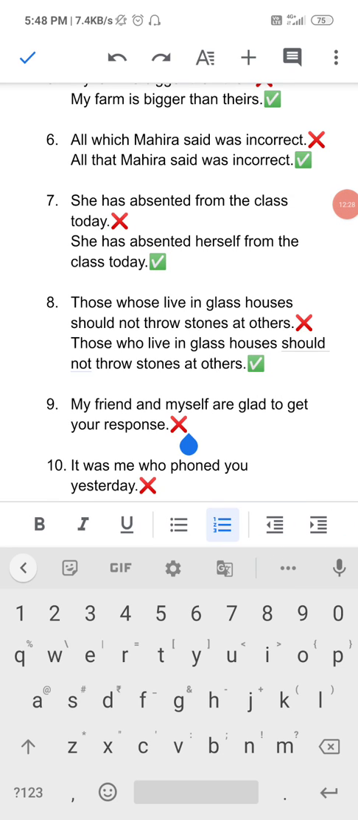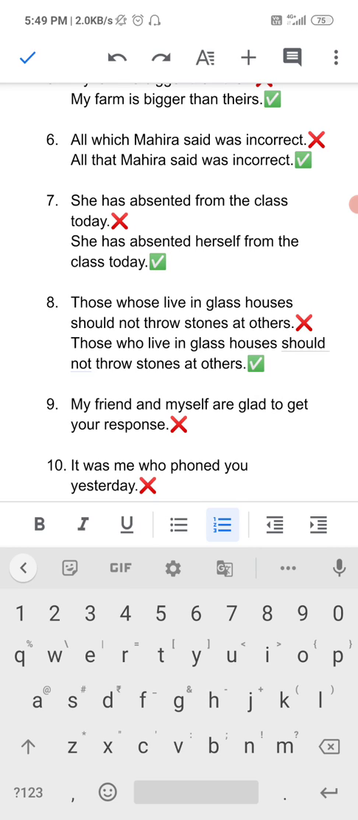"My friend and myself are glad to get your response." Look here. Before the verb are, we have used subjects my friend and myself. Mind the subjective form of myself. What is the subjective form of myself? It is I, not myself itself. So the subject should be I.